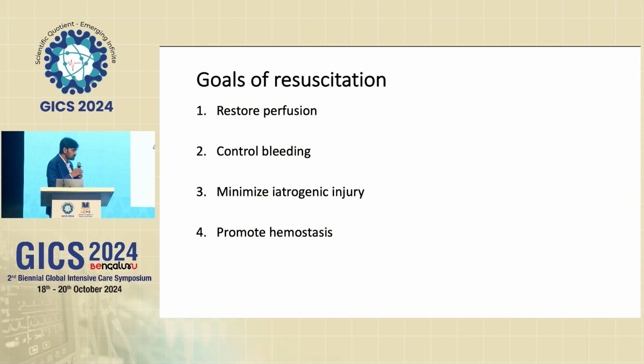And how do we resuscitate them? We resuscitate based on these goals. We try to restore perfusion, we try to control bleeding, we try to minimize iatrogenic injury, and we try to promote hemostasis. All happen simultaneously, not one after the other.